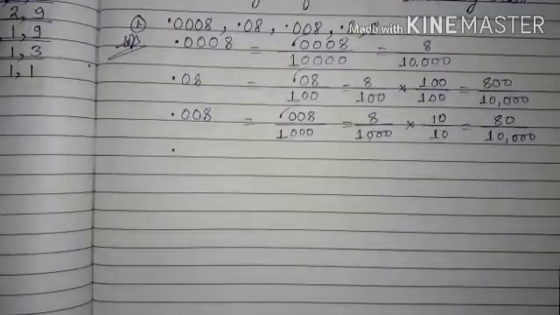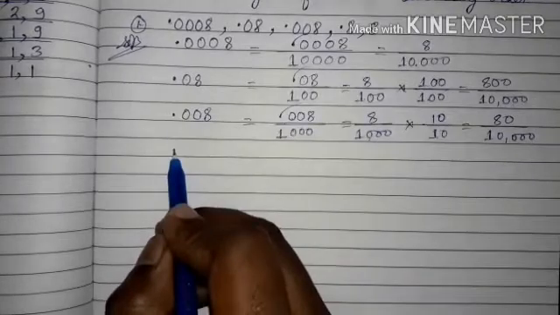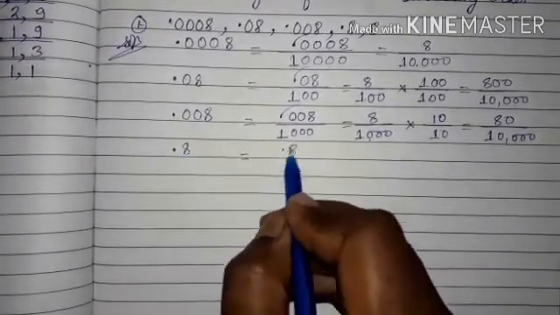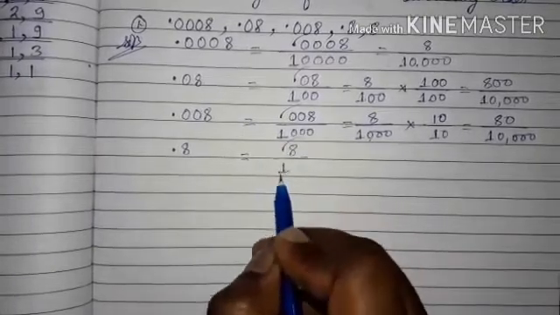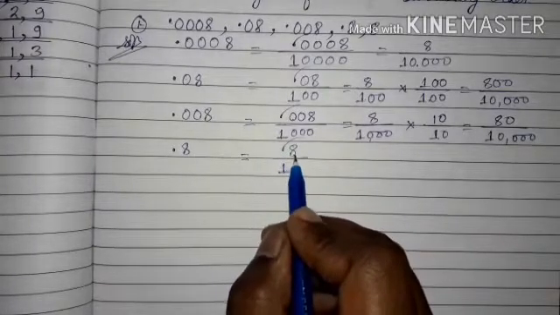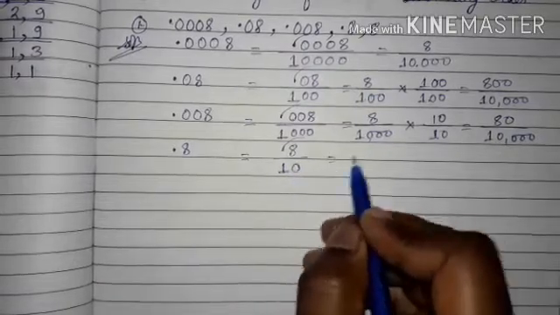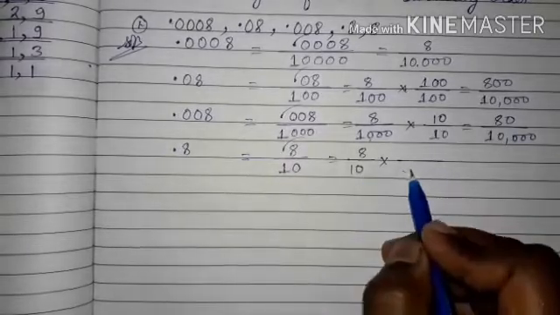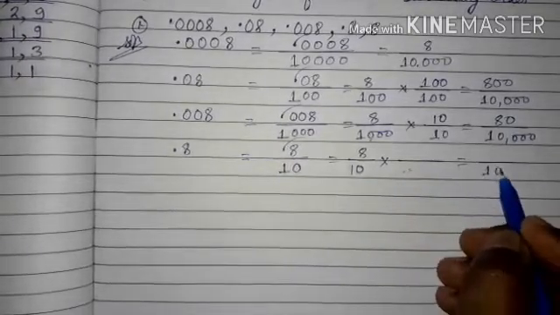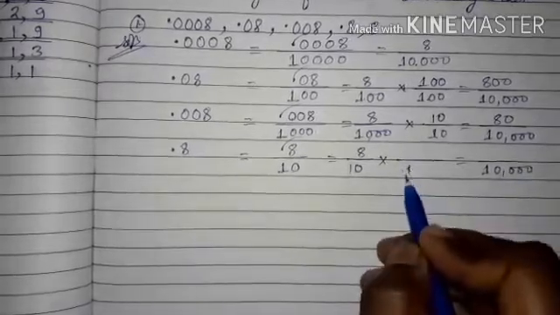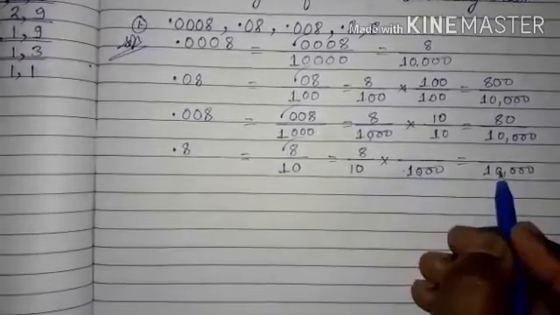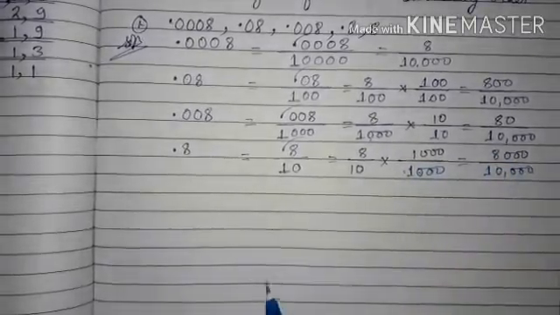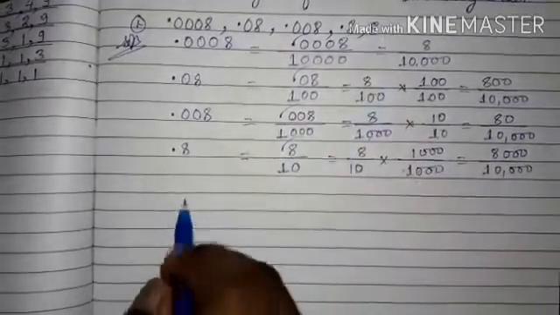Now the decimal 0.8. Remove the point, we write here 1. After the point how many numbers are there? 1 number. We put here 10. So 8 upon 10, we will multiply by which number? 10 multiplied by which number so that we get 10,000? 10 multiplied by 1000 is 10,000. 8 multiplied by 1000 is 8,000.